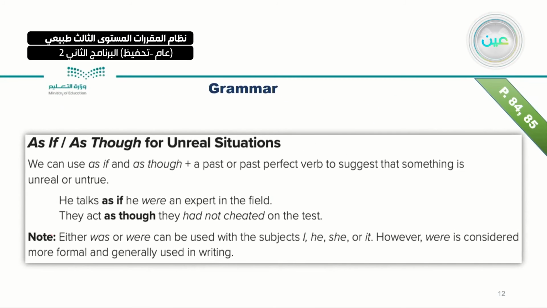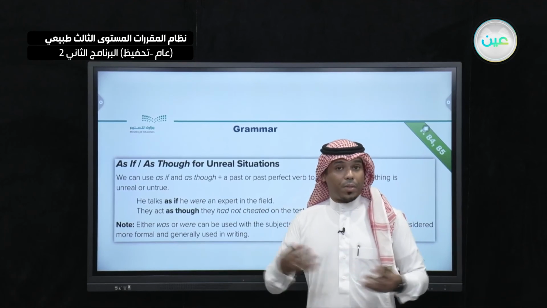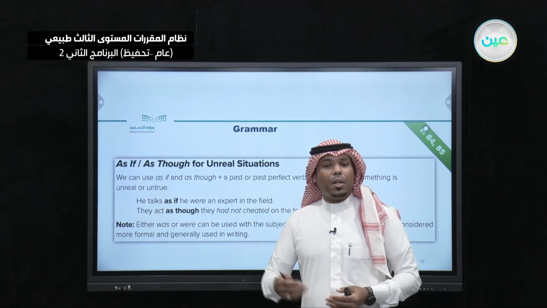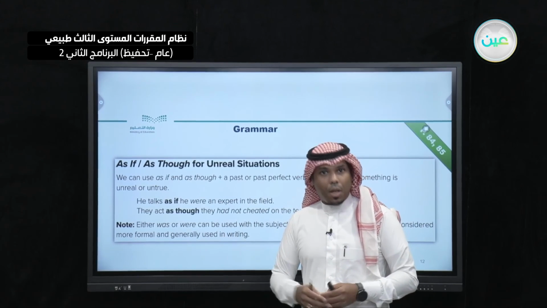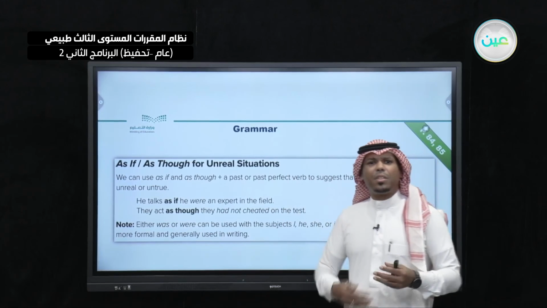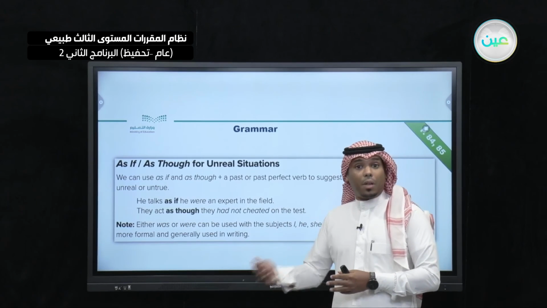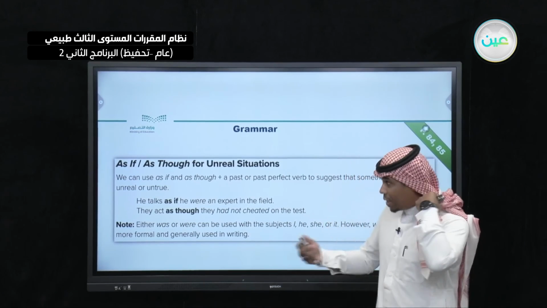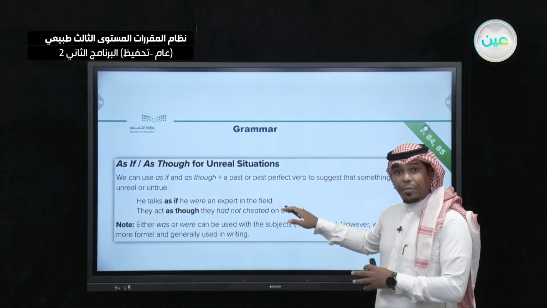The last thing we have in grammar today is as if and as though for unreal situations. When we talk about as if, for example, someone talks about a topic, but he's not specialized in this field. For example, I'm talking about medicines or medical treatment and procedures, while this man is not actually a doctor. So I could say, he talks as if he were an expert in the field.